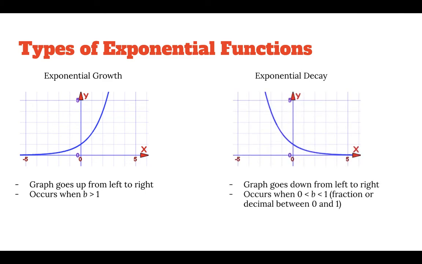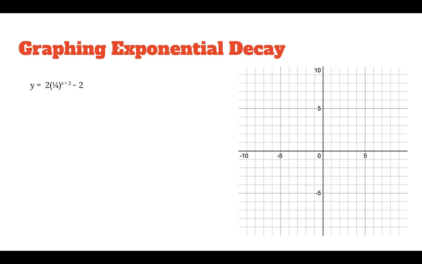We also have exponential decay, where the graph goes down from left to right. That occurs when my base is between 0 and 1. Most of the time you're going to see your base written as a fraction, but it also could be a decimal. So now let's graph an example that's exponential decay.